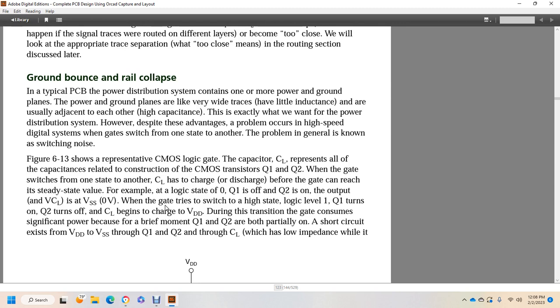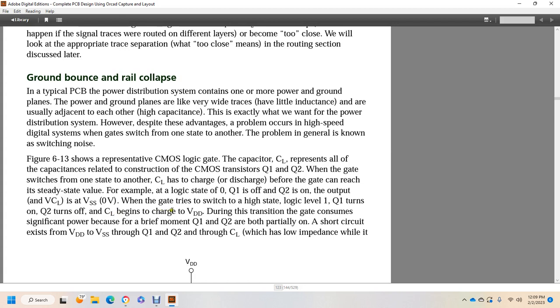Figure 6.12 shows a representation of a CMOS logic gate, with the capacitor CL representing all the capacitance related to the construction of CMOS transistors 1 and 2 as the gate switches from one state to another. The capacitance has to charge or discharge before the gate can reach the steady state value. For example, in logic state 0, transistor 1 is off and transistor 2 is on. The output voltage is VSS, which is 0 volts. When the gate tries to switch to the high logic level 1, transistor 1 turns on and transistor 2 turns off.